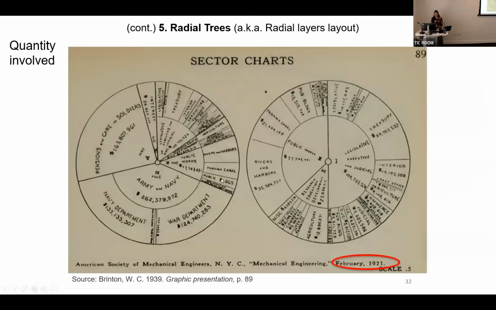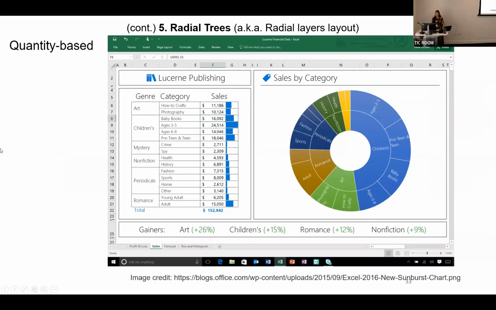Let's see the quantity. This was 1921. It's a graphic, and now you can also see the quantity-based situation. You see the blue part, children's. Why are they spending so much time? You can see the second category that shows the numbers. So this means it's quantity based.